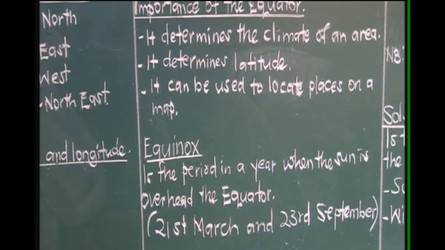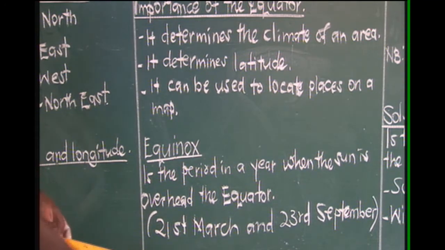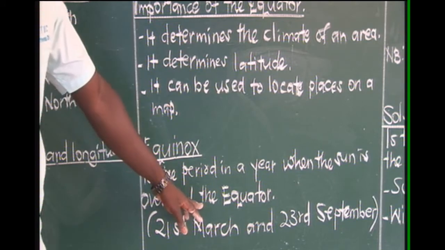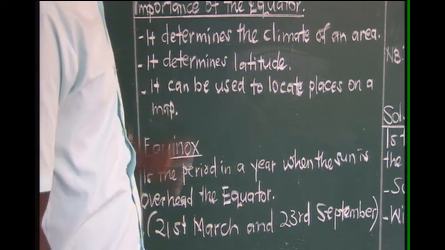Here we are giving the month or the dates in a year when equinox takes place. You find that it happens on 21st March and 23rd September every year. That is the time when we experience what we call equinox, as I say, when the sun is overhead the equator. So that is about the latitudes.